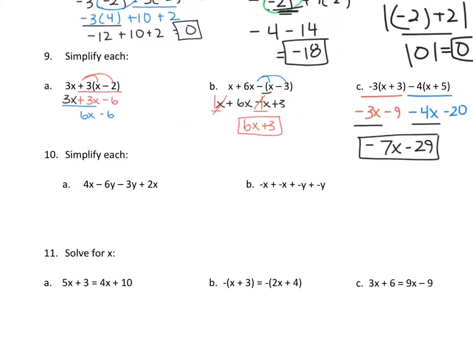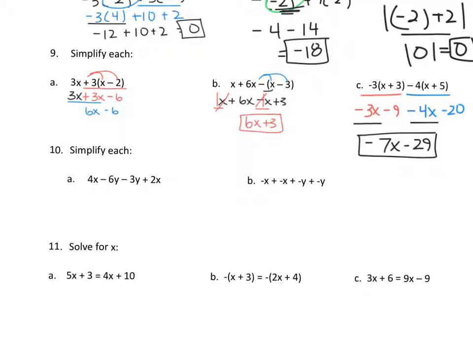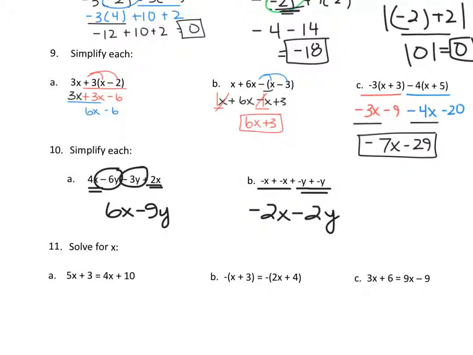Okay, simplify, combine like terms again, add the same coefficients, and you want to answer in alphabetical order. So x's go first, so I have 6 x's, and then I have -9 y's. Here I have -1x and -1x, that's -2x, and I have -y and -y, and that's going to be -2y.